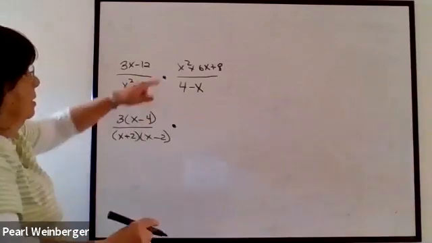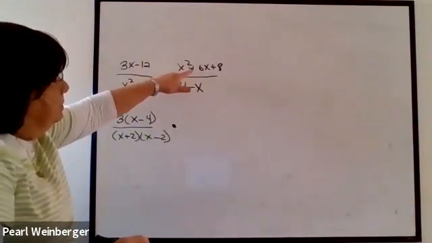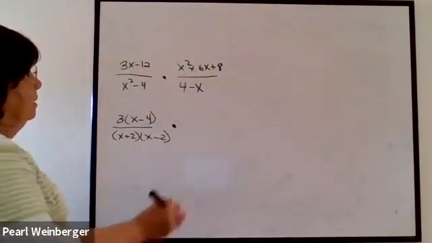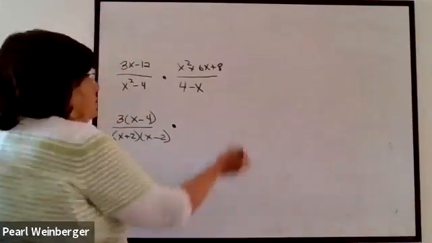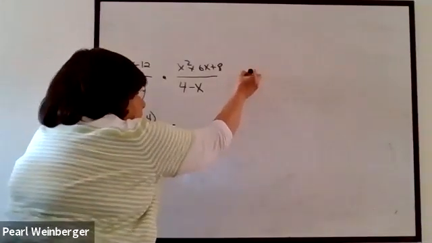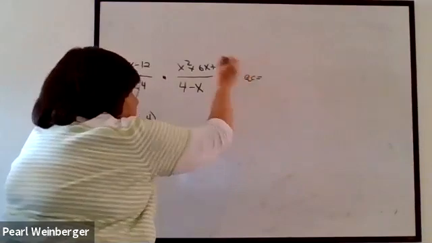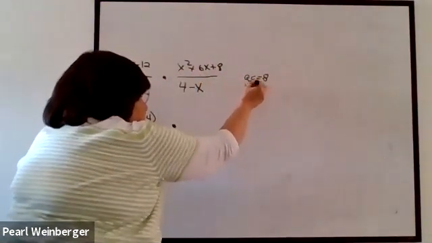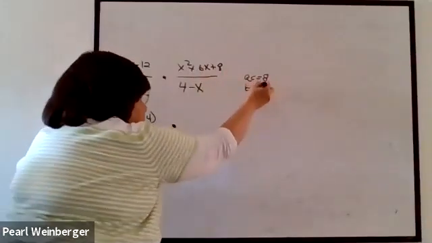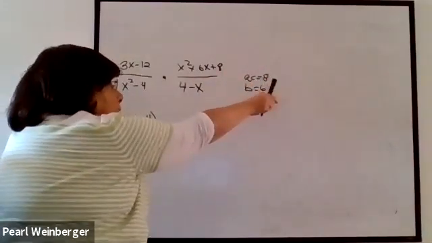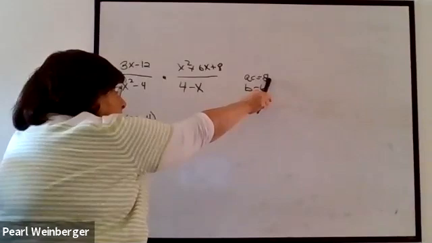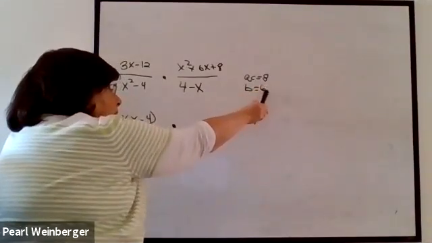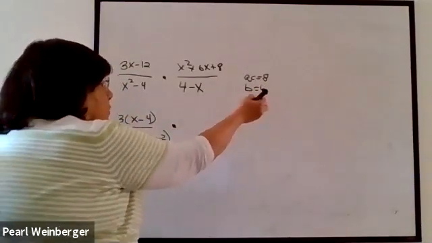Okay. Now we have the x squared plus 6x plus 8. Now that I'm going to do over here on the side. My AC is going to be 1 times 8, which is 8. And my B is the positive 6. So I'm looking for two numbers that multiply to 8 and add to 6. Well, obviously that's 4 and 2.